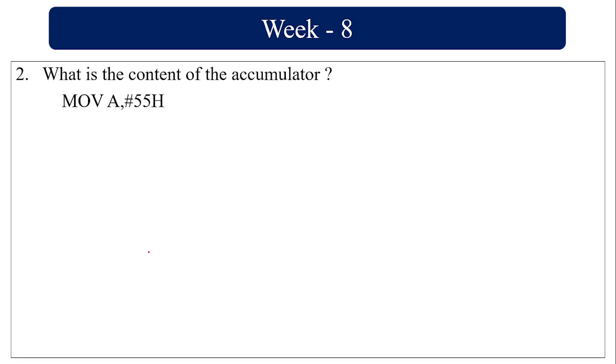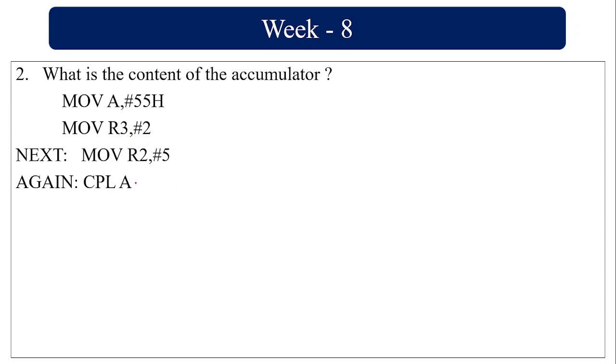What is the content of the accumulator? So move A comma #55, the content 55 is moved to your accumulator. Then the decimal value 2 is moved to your R3 register, and the decimal value 5 is moved to your R2 register. CPL A, then complement the accumulator. Then DJNZ R2, decrement and jump if not zero, and DJNZ R3 next.